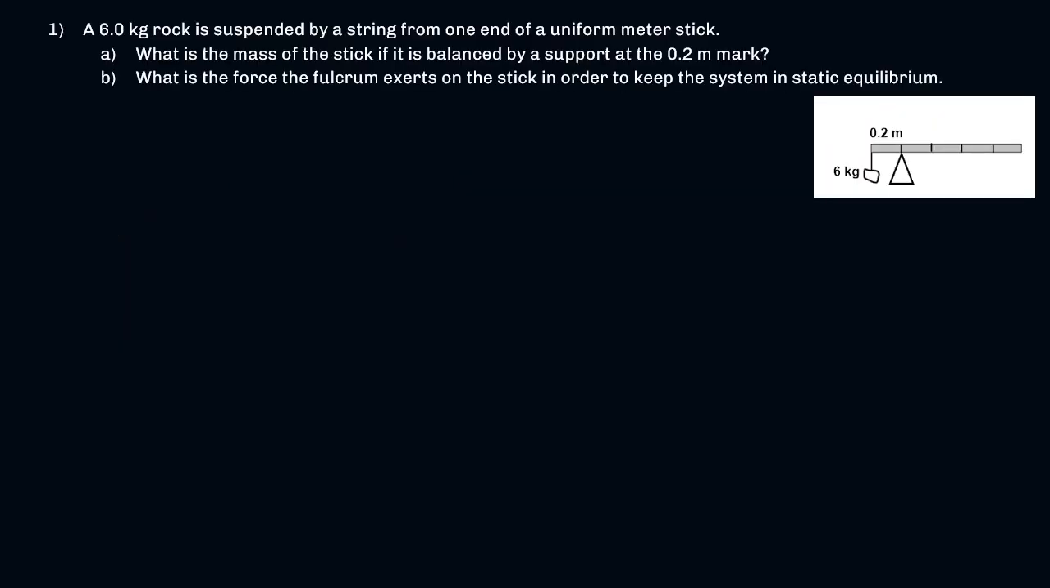So our first example here, we have a 6 kilogram rock suspended by a string from one end of a uniform meter stick. What is the mass of the stick if it is balanced by a support at the 0.2 meter mark, and that is shown in the diagram here? And what is the force that the fulcrum exerts on the stick in order to keep the system in static equilibrium? Alright, so this is going to be in 2 parts.